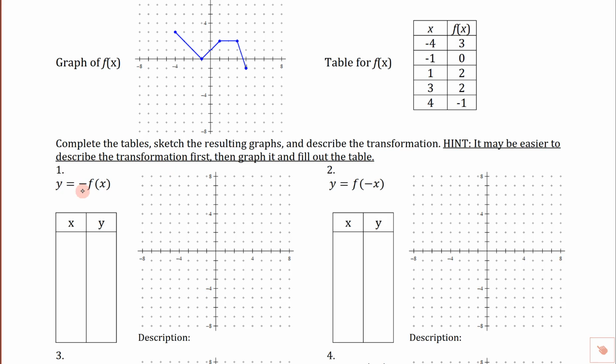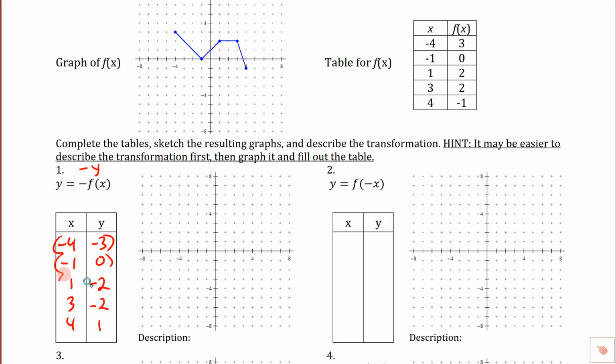I'm going to fill out the table first on this one. We're going to take all the f of x's, those are y's, we're going to multiply them by a negative. So all the x's are going to stay the same. So this is going to be -4, -1, 1, 3, and 4. All of those stay the same. And what we're going to do here is change the y values. So this is going to be a -3. Multiplying a 0 by a negative doesn't change it. We get a -2, another -2, and then we get a 1. Remember, when we multiply by a negative, it just changes all those signs.